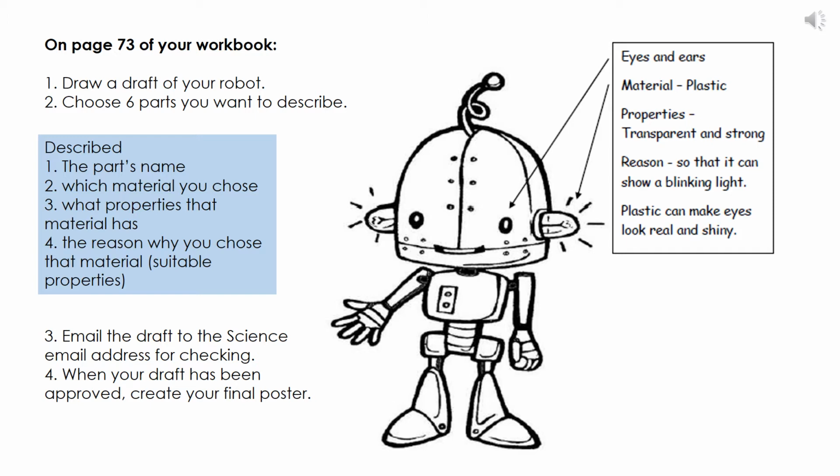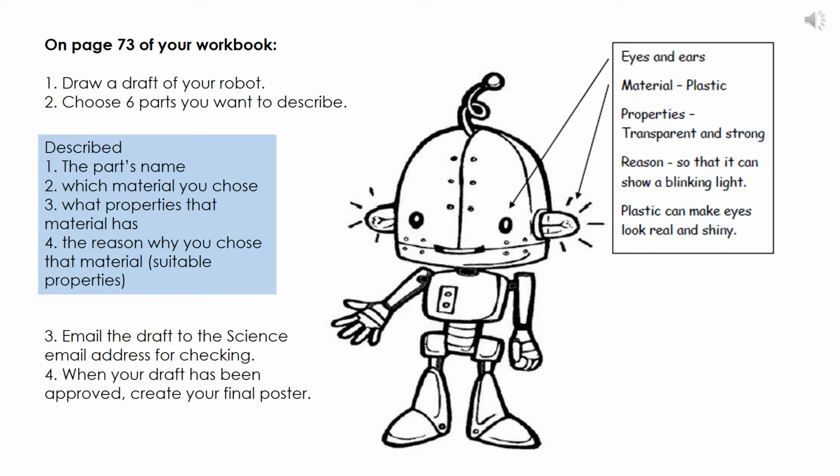You're going to tell me which material you choose. For example, my one says plastic. What properties that material has that make it suitable. The plastic is transparent and strong. And number 4, the reason why you chose a material or the suitable properties of that material. My reason was so that you can show a blinking light, so that's for the transparency. And also, plastic can make eyes look real and shiny as well.